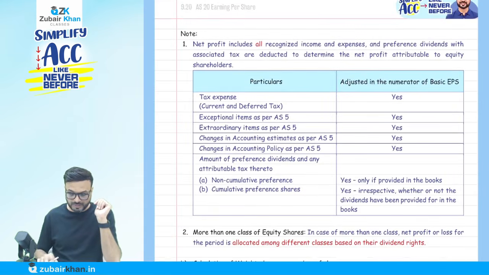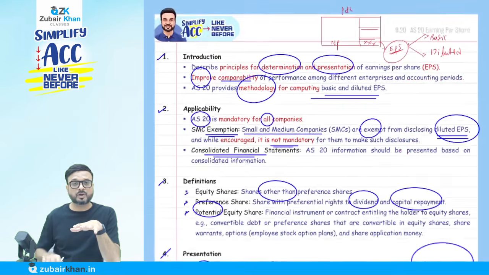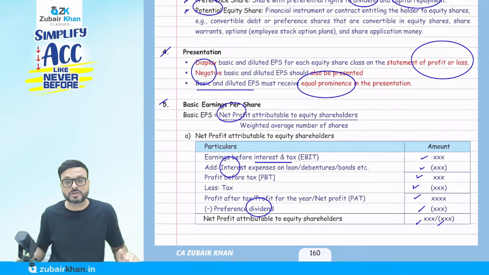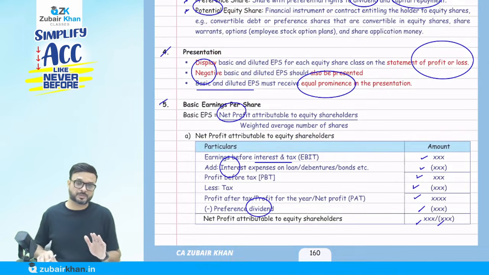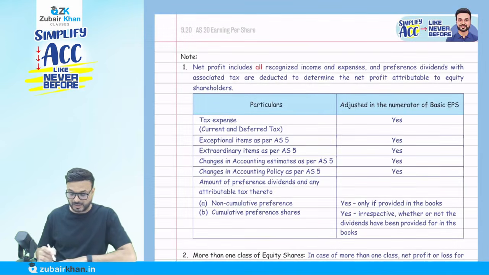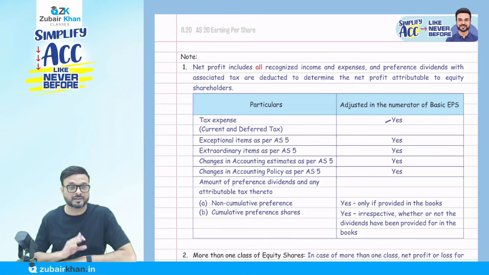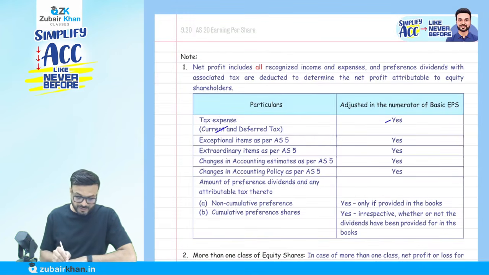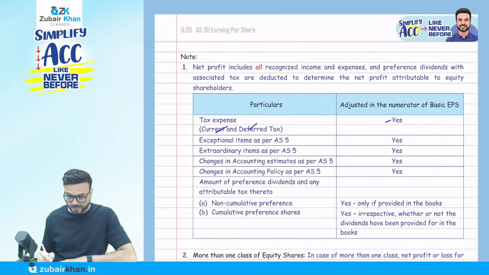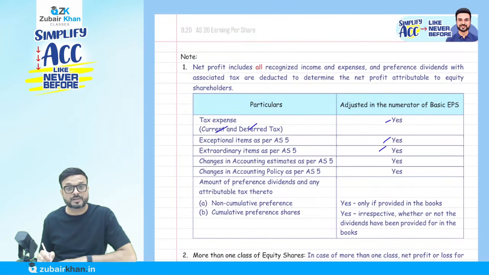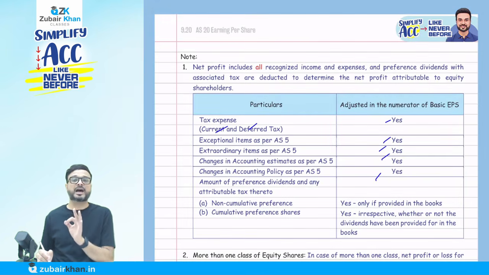But one important thing is that when we talk about this profit attributable to equity shareholders, we have to deduct all the expenses of that year, including the preference dividend. Like the tax expense, which I will take next year, AS22. The current tax and the deferred tax you have to deduct, exceptional items as per AS5, extraordinary items as per AS5, change in accounting estimate, change in accounting policy. Each and everything we have to take when we talk about the profit.